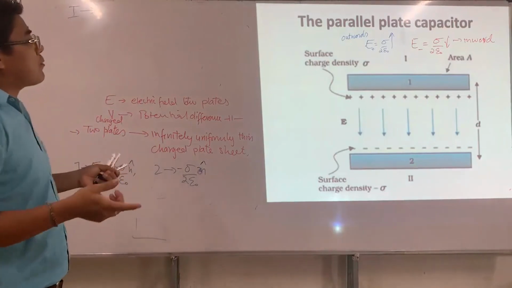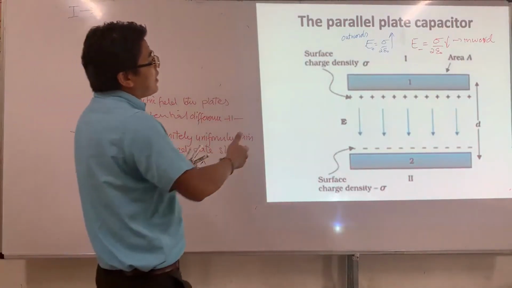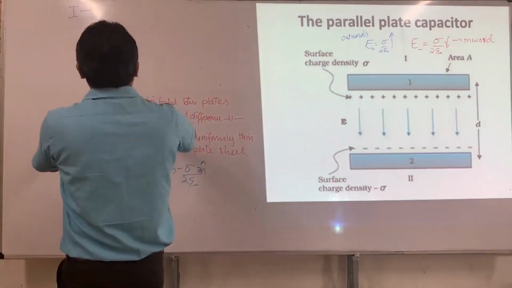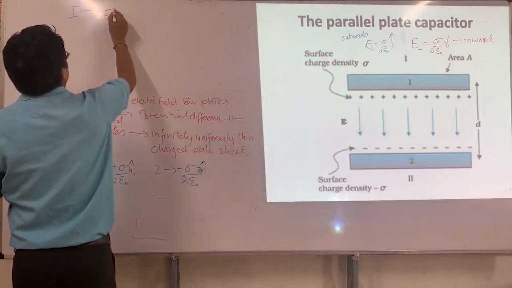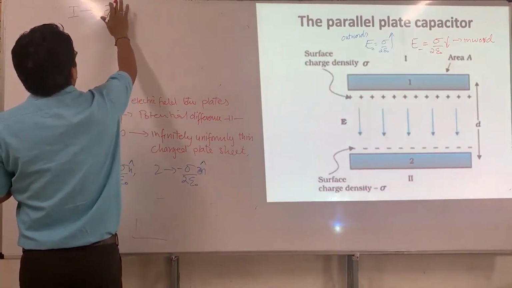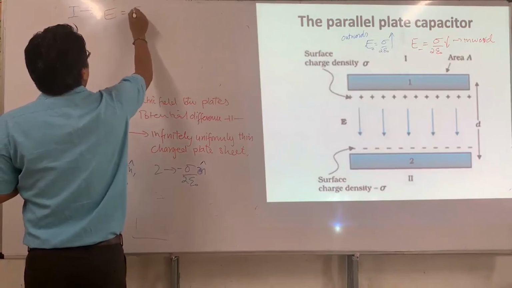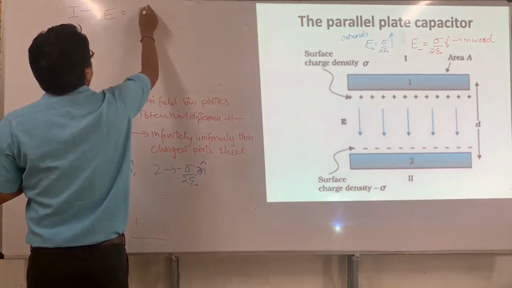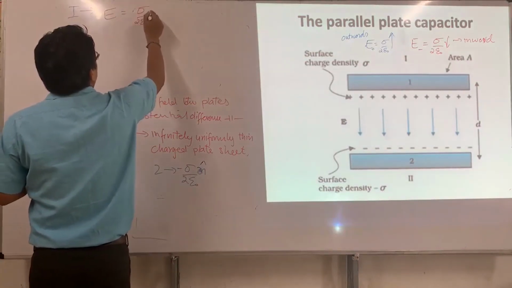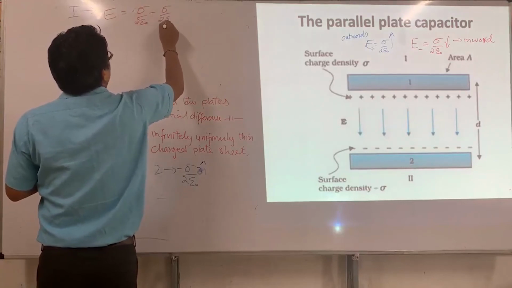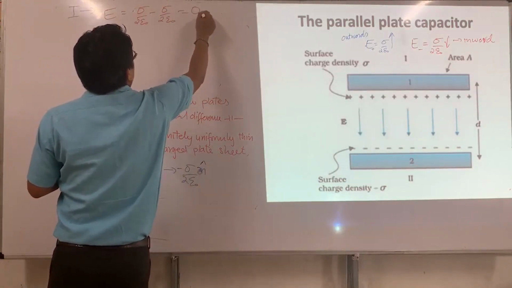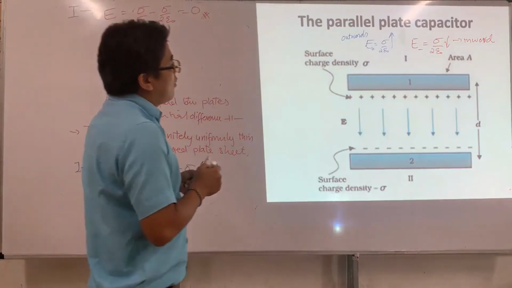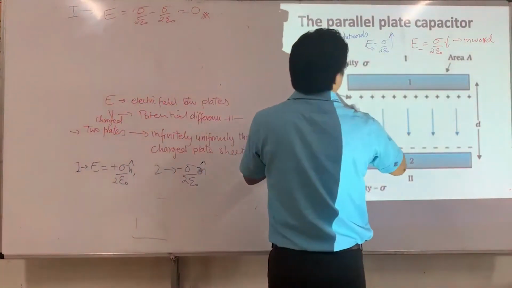So therefore, what about that electric field? Region number 1. So I just write region number 1. Electric field would be equal to sigma divided by 2 epsilon naught minus sigma by 2 epsilon naught. The net electric field is 0.